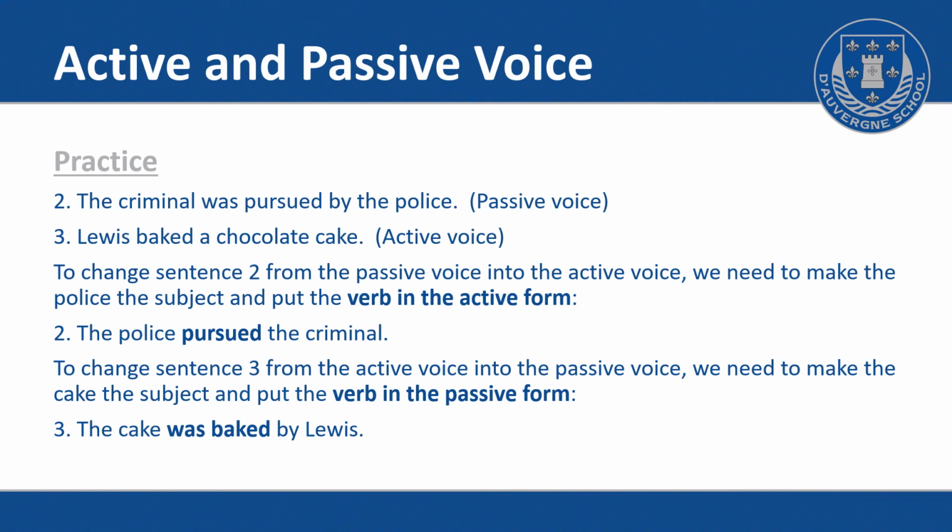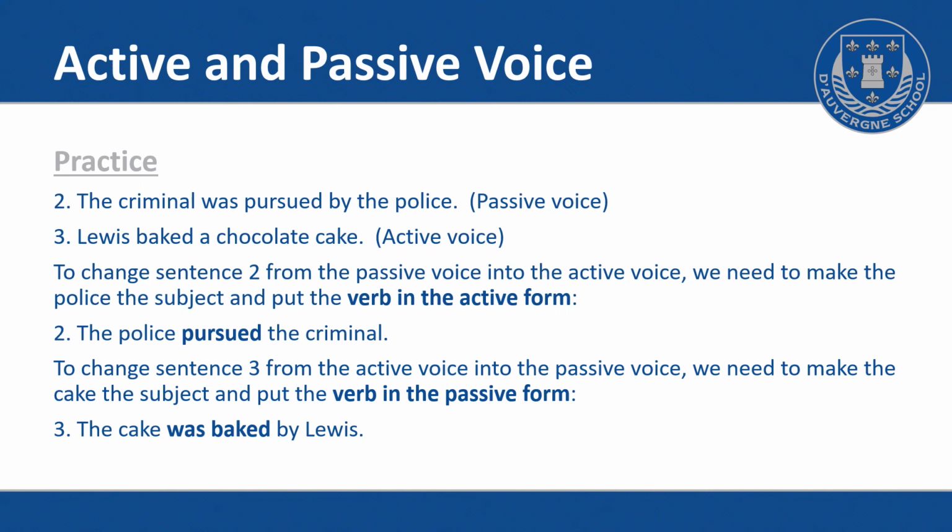Okay, so the criminal was pursued by the police in the passive voice. So let's see how we change that into the active voice. Well done to those of you who made the police the subject and put that at the start of your sentence. The police pursued the criminal. Okay, to change sentence 2 from the passive voice into the active voice, we need to make the police the subject and put the verb in the active form, which we have done there.